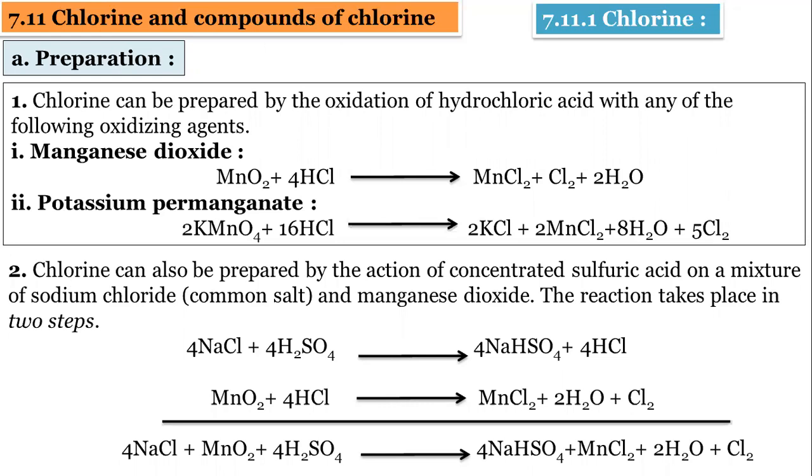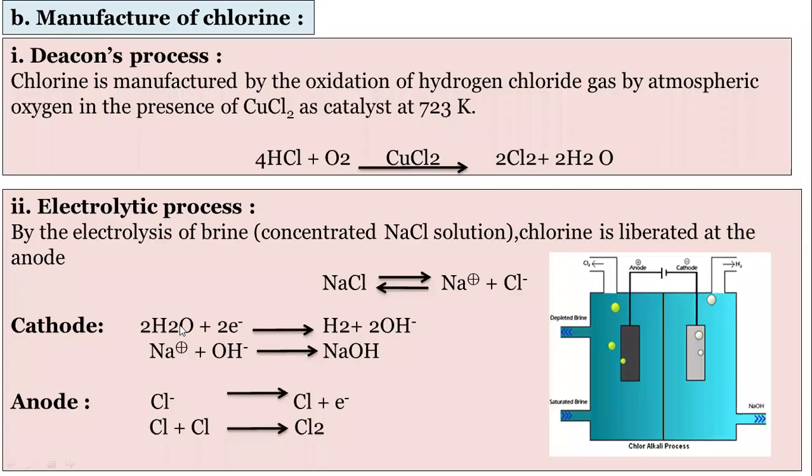If it is asked in the examination, it will be asked for 2 marks, and the question will be like this: write the preparation of chlorine, or how will you prepare chlorine by using NaCl and MnO2. So we have to write these 2 reactions. Then this is the preparation and this is manufacture.